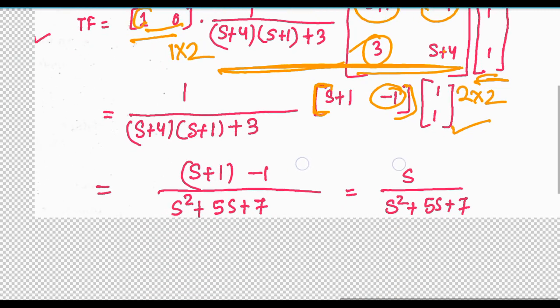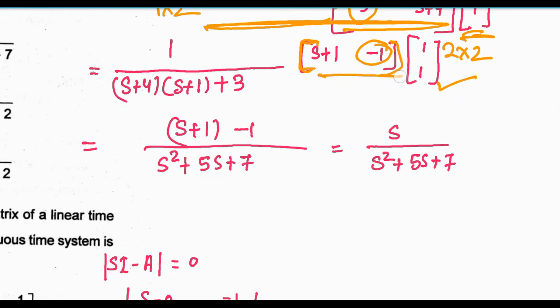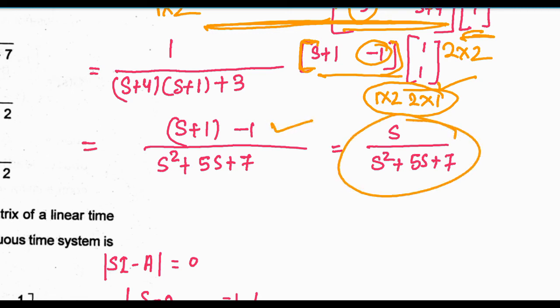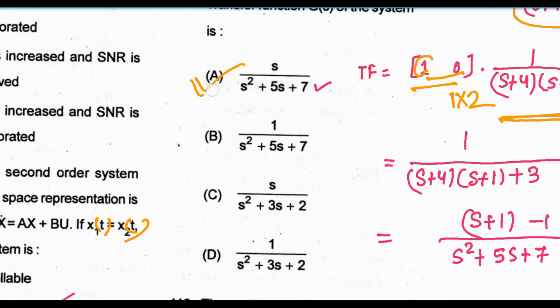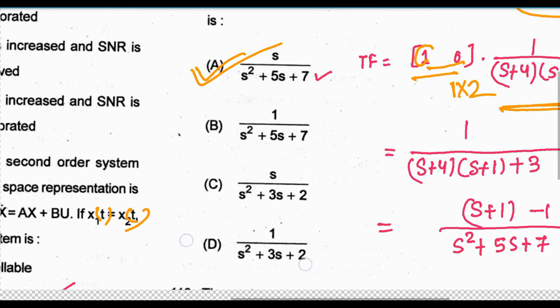So again if we multiply this one, this is 1 cross 2, this is 2 cross 1, so the answer will be a 1 cross 1 matrix. A 1 cross 1 matrix means this is one scalar quantity, not a vector quantity, a constant quantity. So this will be s plus 1 minus 1, and this will be finalized to be s by s square plus 5s plus 7. So here the answer is option A, s by s square plus 5s plus 7.